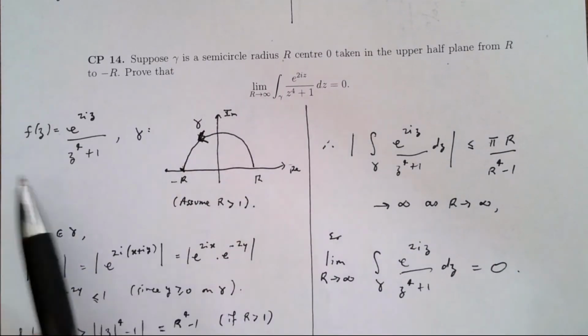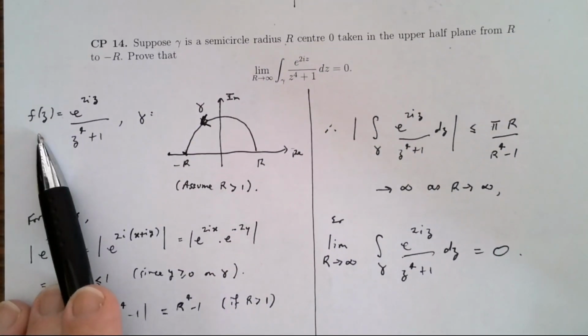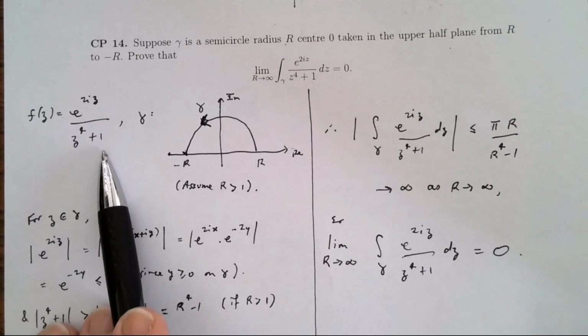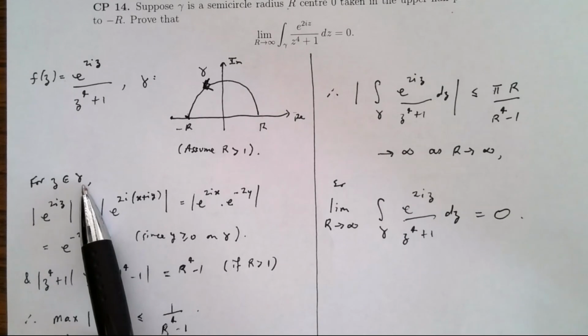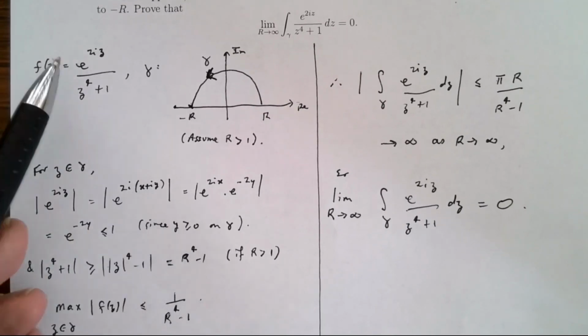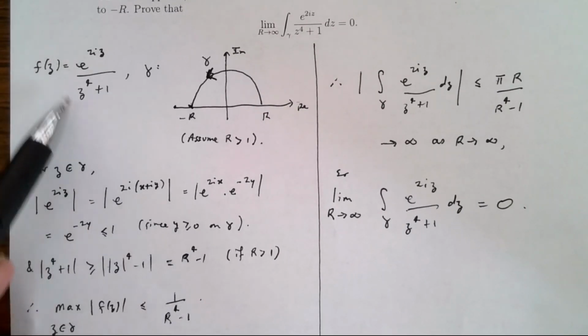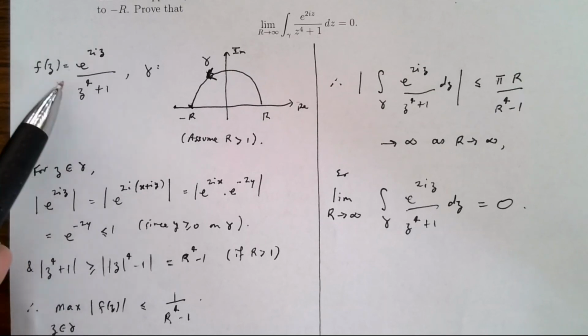Well, here we go through. Here's my f of z. It's e to the 2iz on z to the 4th plus 1. For z on gamma, then I have to work out the maximum modulus. That's always the tricky bit. I've got to work out the maximum modulus of f for z on gamma.